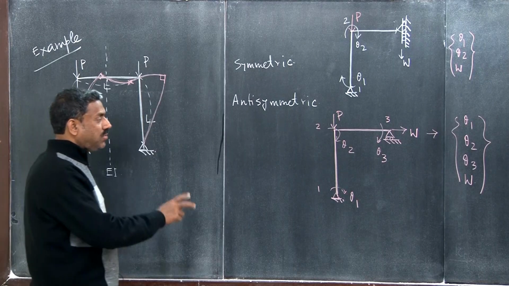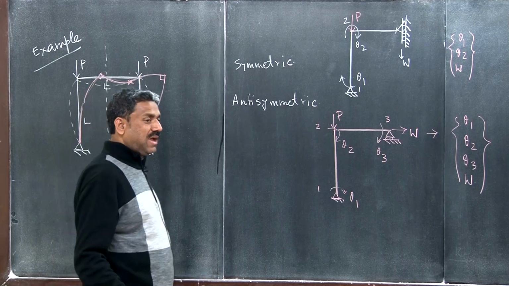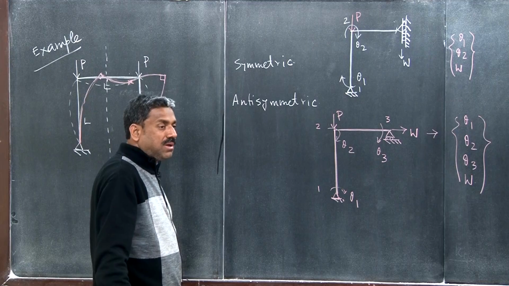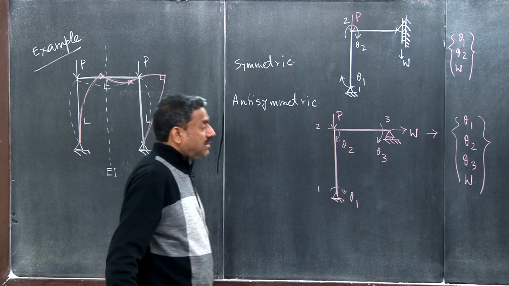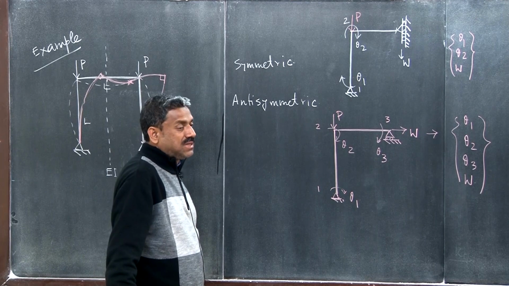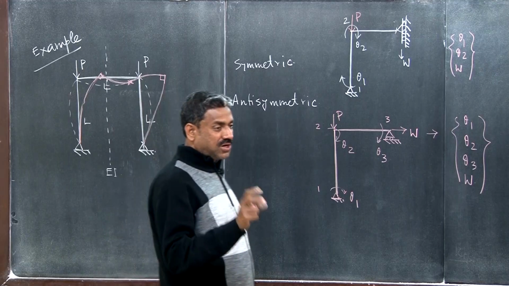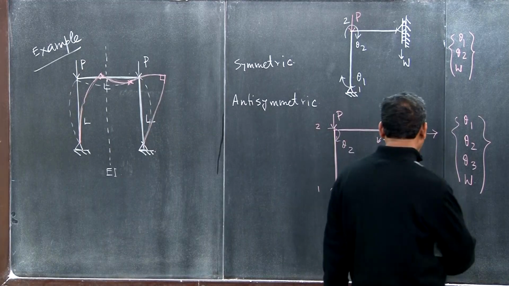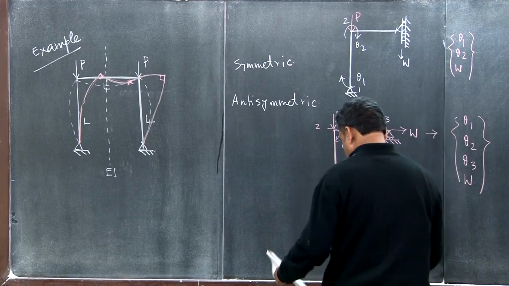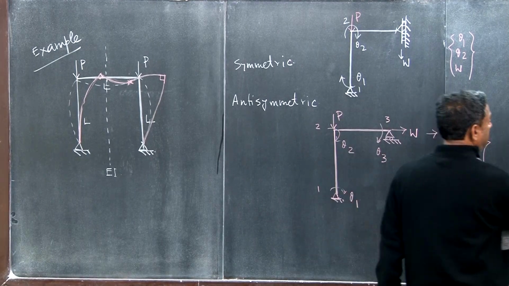So why are we doing so? Because we want to reduce the number of degrees of freedom, so that we can solve by hand. We can write a computer program and solve any problem, but here I want to show you how we do the element level stiffness and the assembly of element level stiffness matrices to form the structural stiffness matrix. So now we will first consider the antisymmetric one.